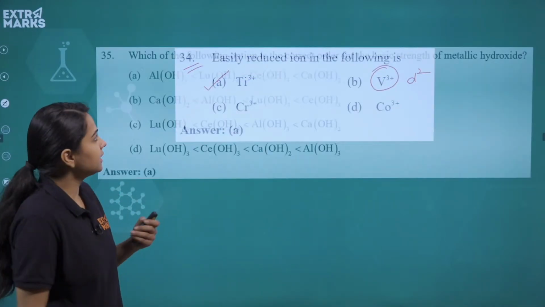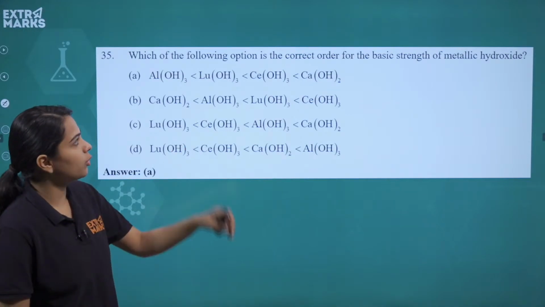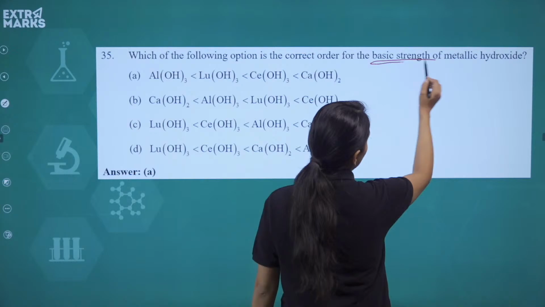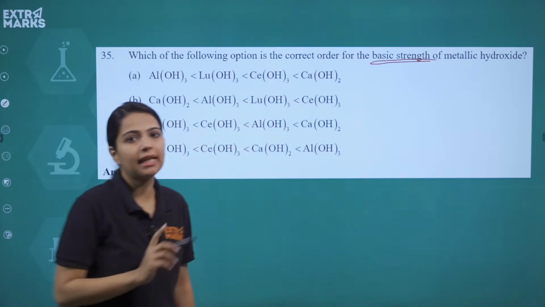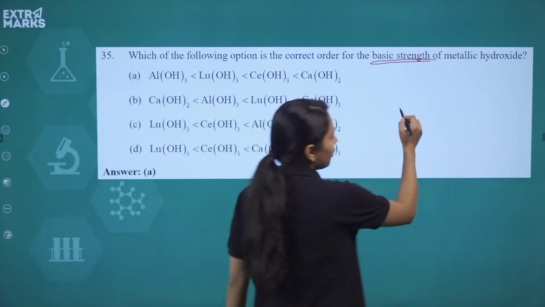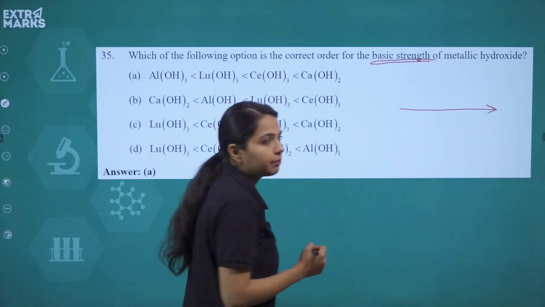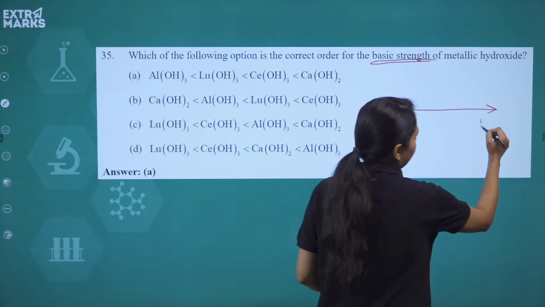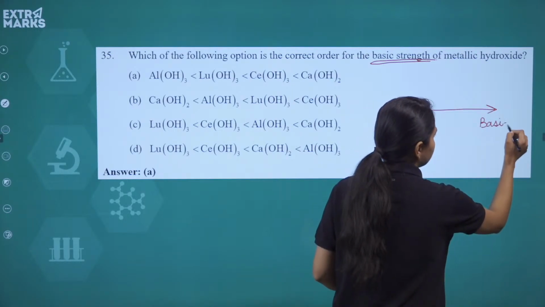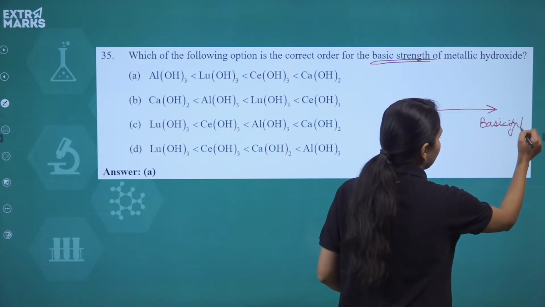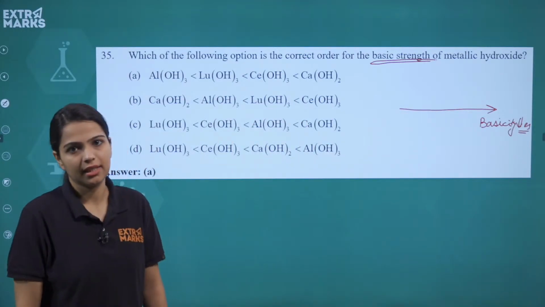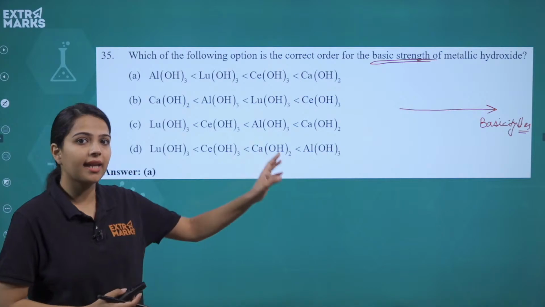Okay, next question, number 35. Which of the following option is the correct order for the basic strength? Now please remember one simple point over here for metallic hydroxides. As we move from left to right in the periodic table, what happens? Basic strength decreases. Basicity decreases from left to right. Acidity increases, non-metallic character increases. Acidity increases, basic character decreases.